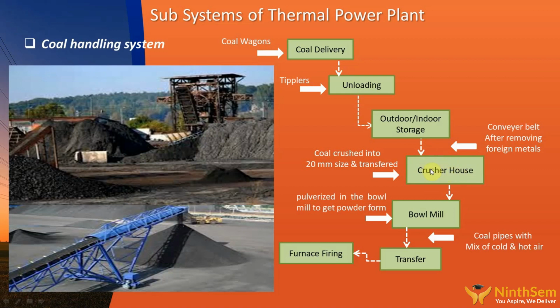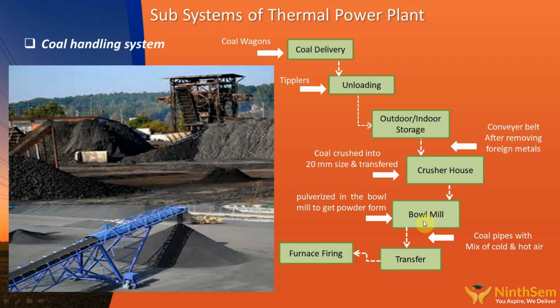In this crusher house, the coal is crushed into 20 mm size particles. Once crushed into 20 mm particle size, it is transported to the pulverizing plant, the pulverizer as we call it. In the pulverizer, there is a bowl mill where the crushed coal is crushed further into fine powder. That fine powder of coal is pulverized in the pulverizing plant where the bowl mill exists.